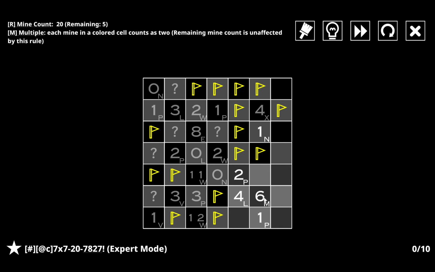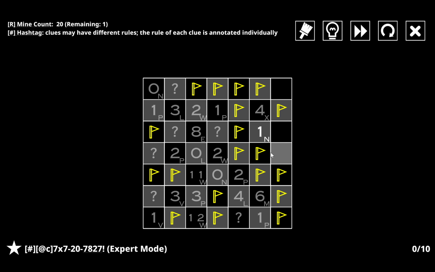There we go. Now we have a 6 multiple. We know that we must at least include both of these, just because otherwise we don't have enough mines, and that tells us where the partition is for this 1. So there we go. That's the entire thing finished.